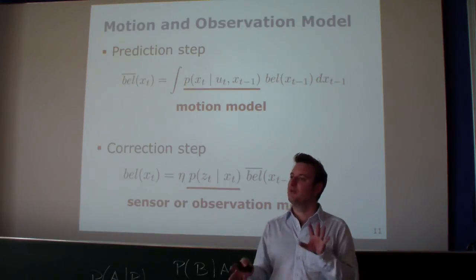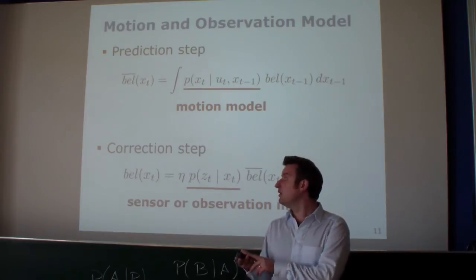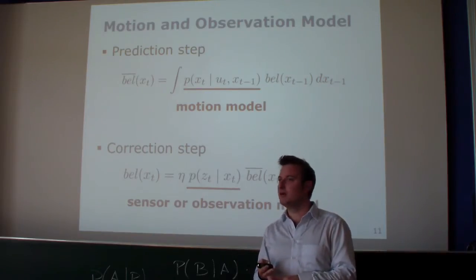Are there any questions about this? So about the Bayes filter in general, or about this prediction and correction step?